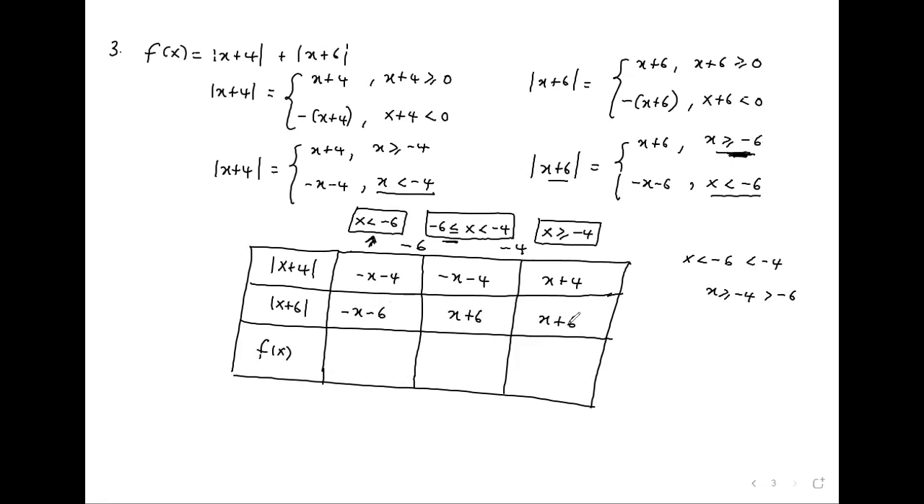Then we add them. Negative x minus x, we get negative 2x minus 10. And then between negative 6 and negative 4, 6 minus 4, we get 2. And then 2x plus 10. We can now sketch. The sketch is not even a very big thing. It's just a small sketch.